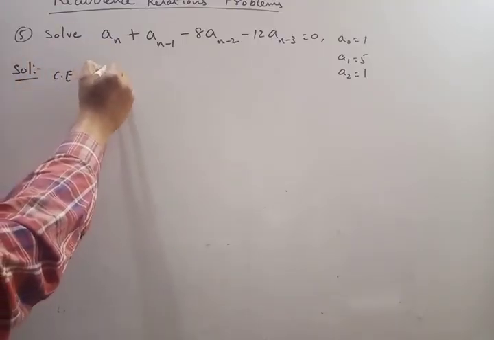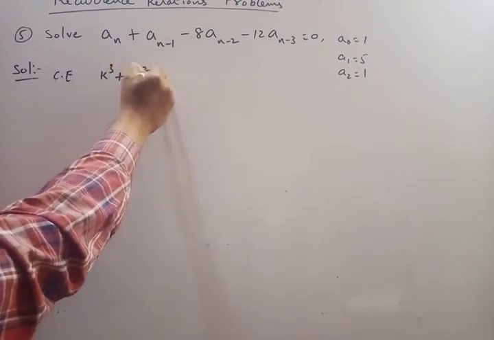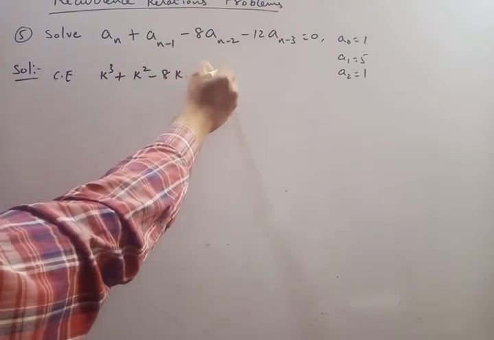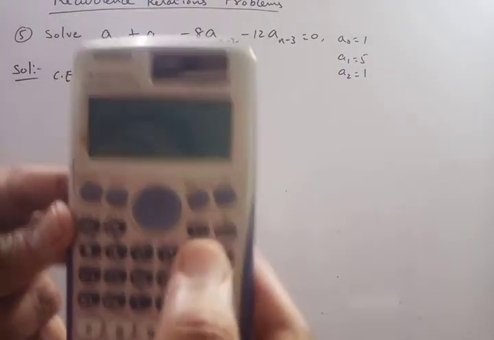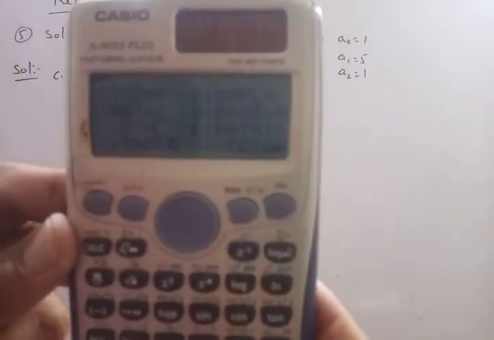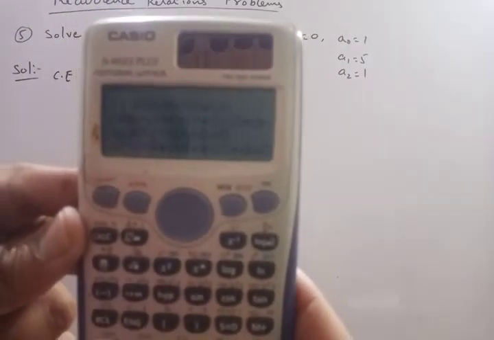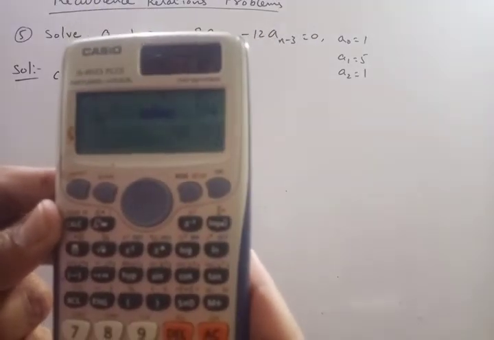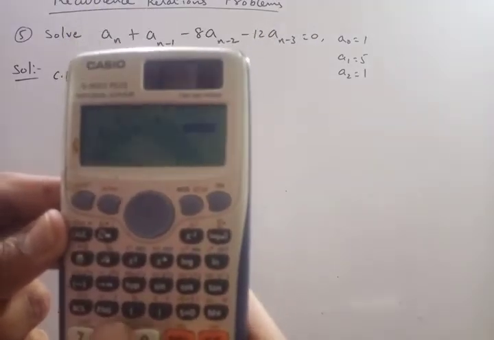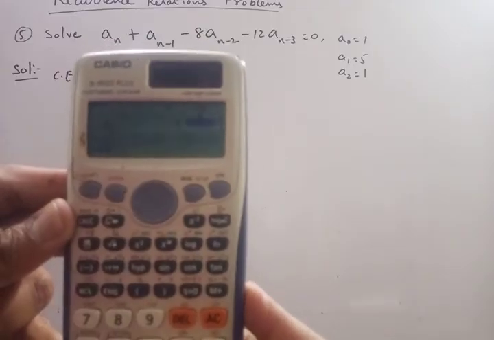You can take k cube, this is k square, and this is k minus 12 equal to 0, correct? So use the calculator. In the calculator, we have to take mod, is that visible? Okay, mod we have to take 5, equation in that 4, understand? So for 4 we have to take 1 equal to 1 equal to minus 8 equal to minus 12.